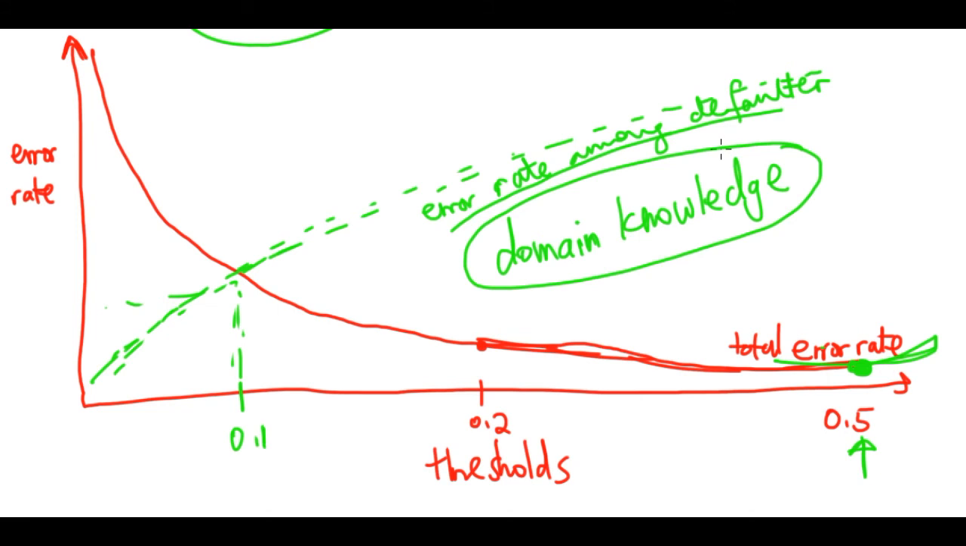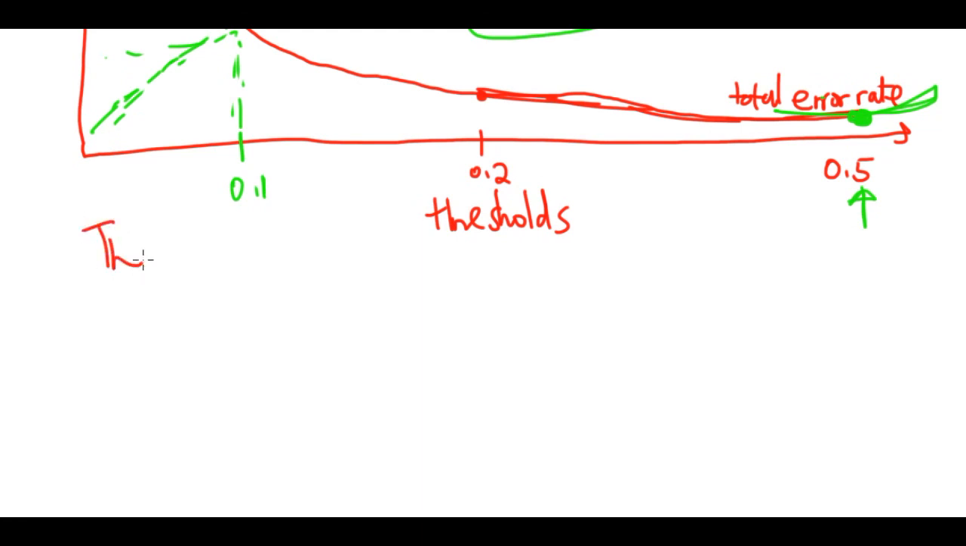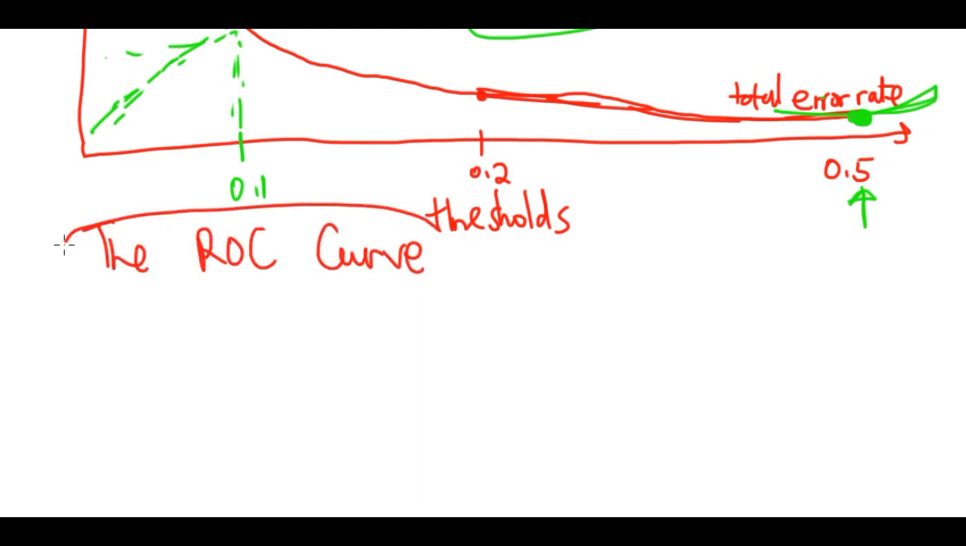There's something that we can use to help this process of choosing these error rates and the thresholds, and it's called the ROC curve. This we are going to see in the next video, how it helps us come up with ideas for this threshold. So stay tuned for that video.